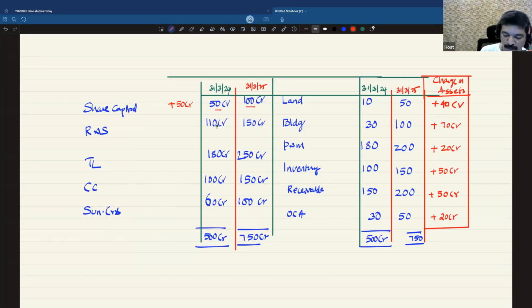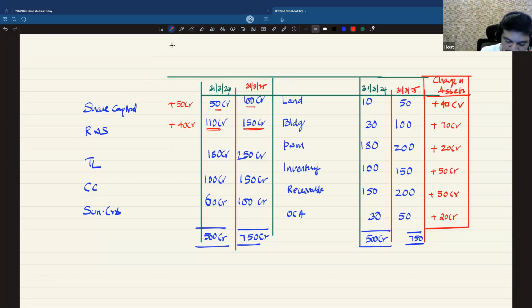Okay. How much profit got retained during the year? Previous year, the reserves and surplus is 110 crore. Current year, it is 150 crore. So how much profits got added? It is another 40 crore. So another 40 crore of profits got retained.